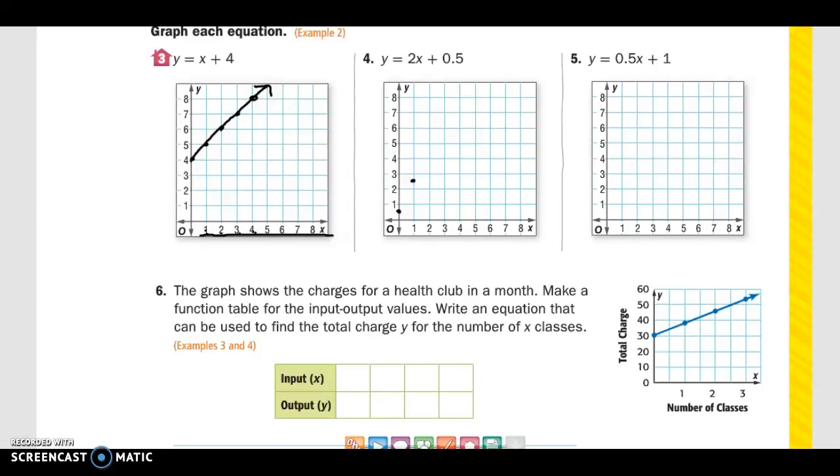We're going to put 2 in, so 2 times 2 equals 4. 4 plus 0.5 is 4.5. So we're at 2, we jump up to 4.5, which is halfway between 4 and 5. Our next number is 3, so 2 times 3 equals 6. 6 plus 0.5 is 6.5. So at 3, we're jumping up to 6.5.